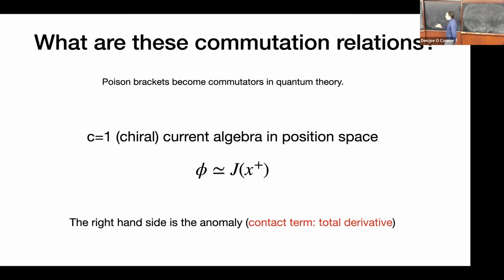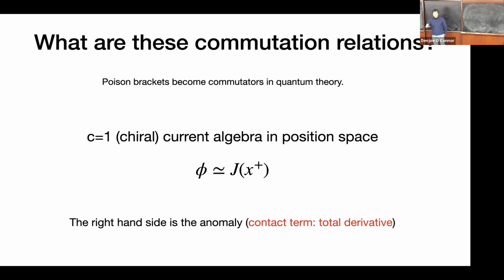So what are these commutation relations I showed you? If you say Poisson brackets are commutators in quantum theory, this is what's known as the c=1 current algebra in position space. So if instead of using the commutator of the Fourier modes of J, you use the J's at position, the commutator of J being the derivative of the delta function, that's the Schwinger term. In complex analysis, a derivative of delta function is 1 over z minus z prime squared when you do contour integrals. So that's basically the current algebra relation.